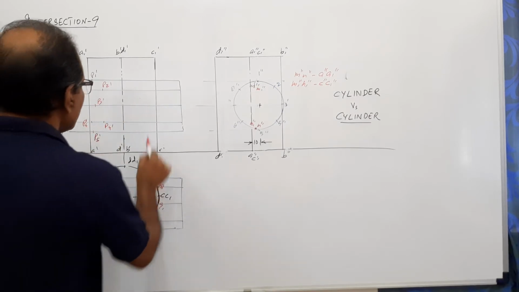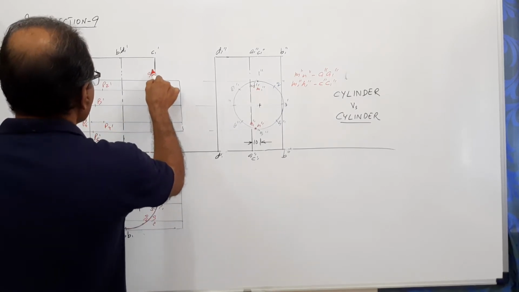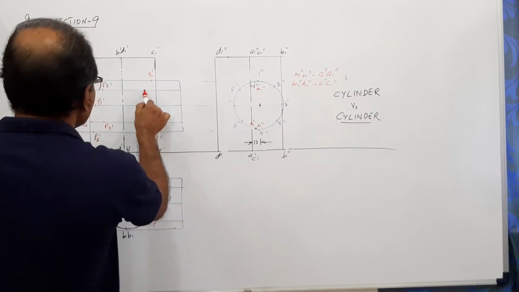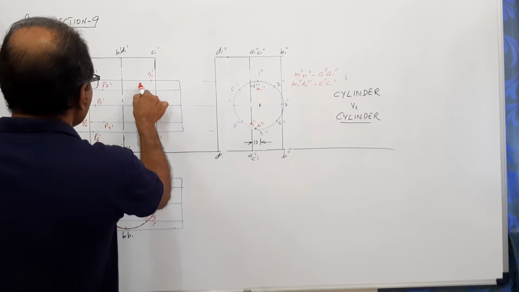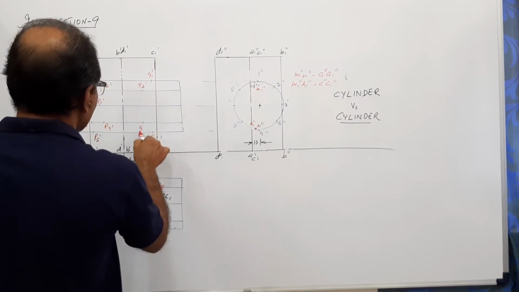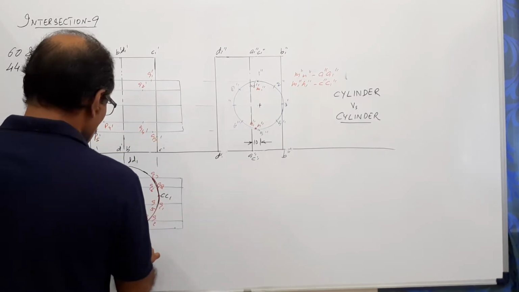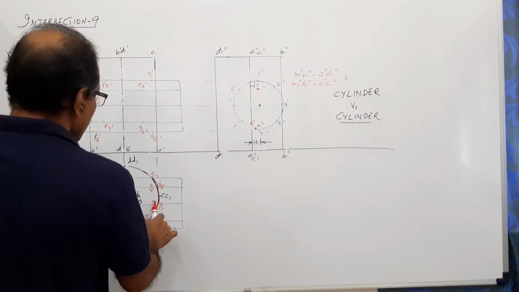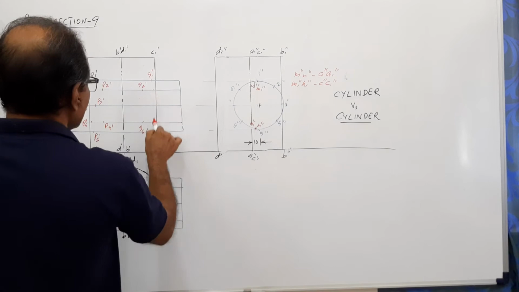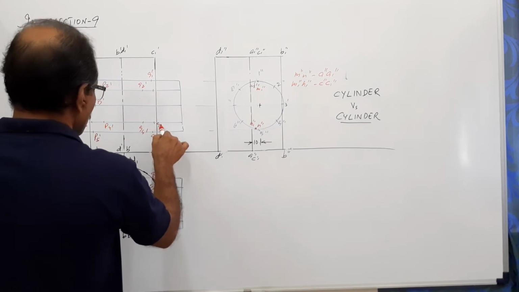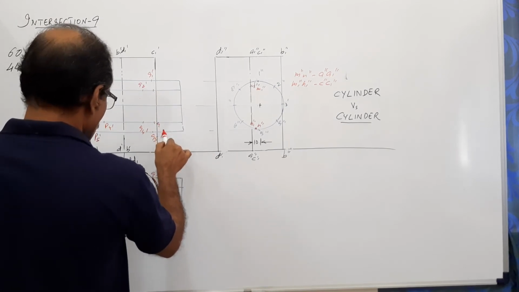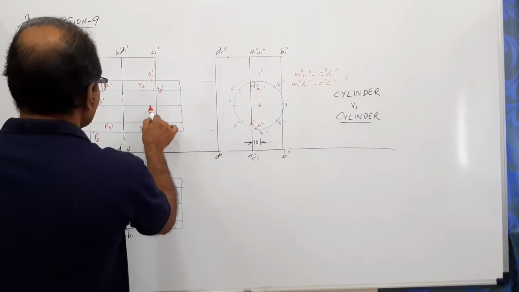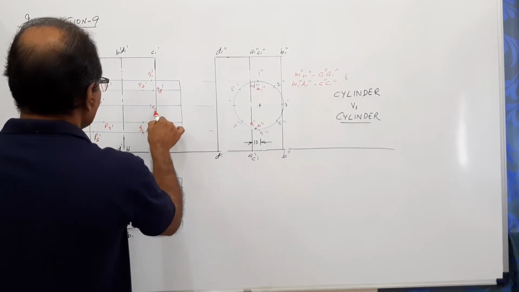Similarly, you will get Q1 dash here, Q5 dash here. Projected through Q2 will give you Q2 dash and Q4 dash. There is no Q3, so Q3 dash is not there. Q6 will give you this Q6 dash and this Q8 dash, and somewhere here is Q7 dash.